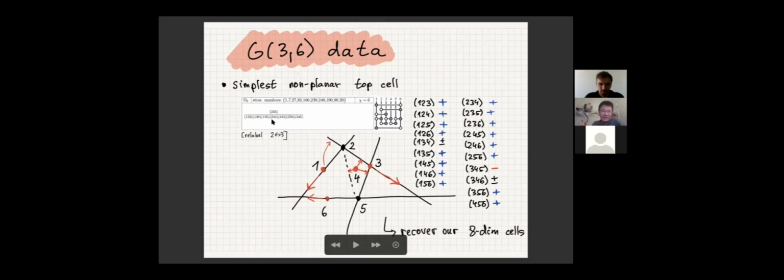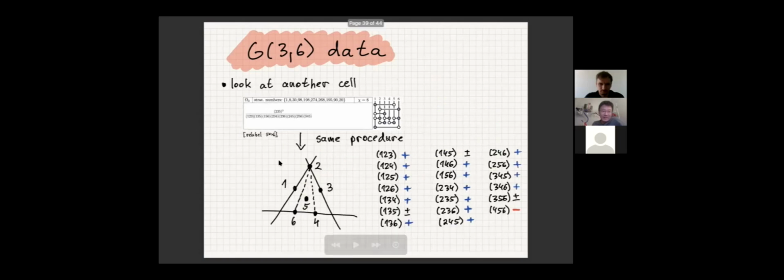And all the boundaries, of course, correspond to moving these points on lines. And we recover all 8-dimensional cells from that. We can do the same, and once we kind of get the idea, we can look at other cells.